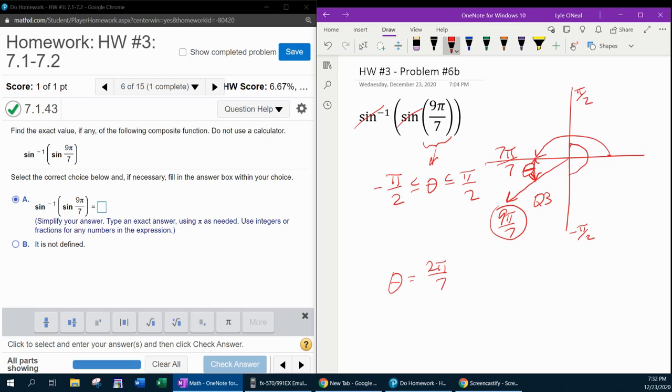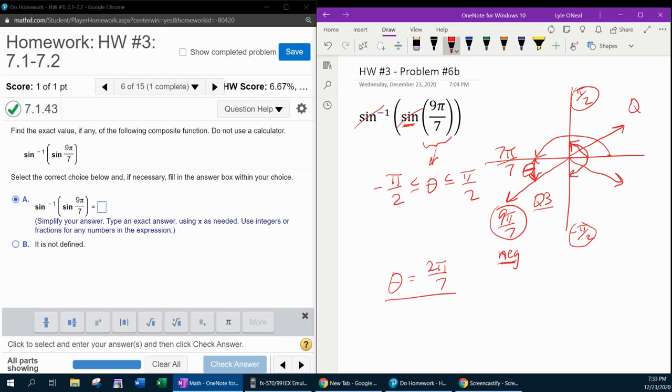2 pi over 7. And since we're in quadrant 3 and we're doing the sine function, we know that that outcome will be negative. So our reference angle is either going to have to be a quadrant 1 or a quadrant 4 angle. Remember, based on our limitation of negative pi over 2 to pi over 2, but the outcome also has to be negative.